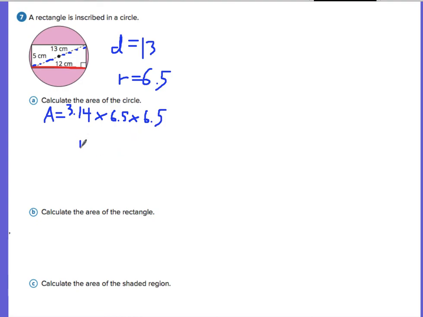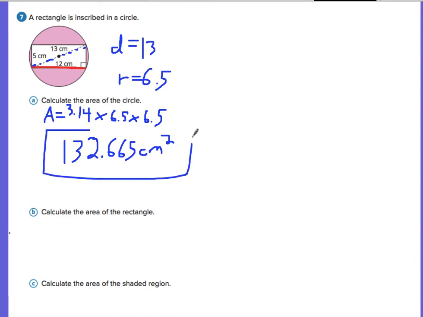So I'm getting 132.665, and that's centimeters squared. I'm going to make that a little bit nicer up here. Okay, so there's the area of the whole circle. And then calculate the area of the rectangle. So rectangle, remember, length times width. So 5 times 12. So that's going to be 60, and that's again centimeters squared.